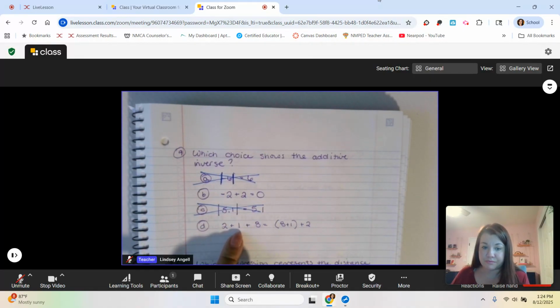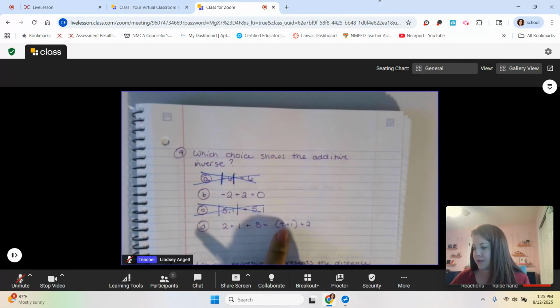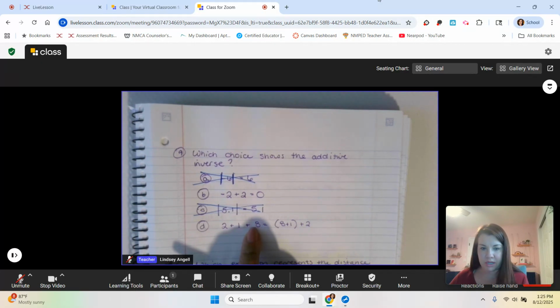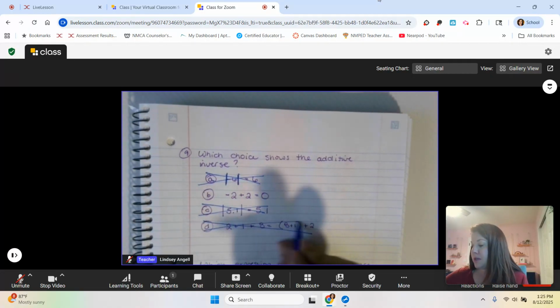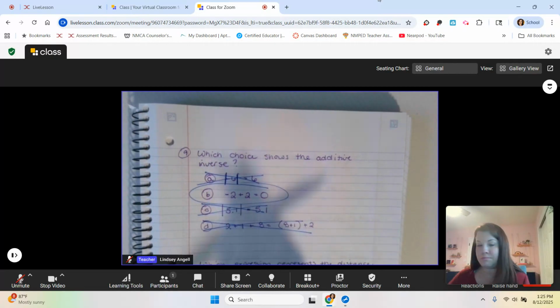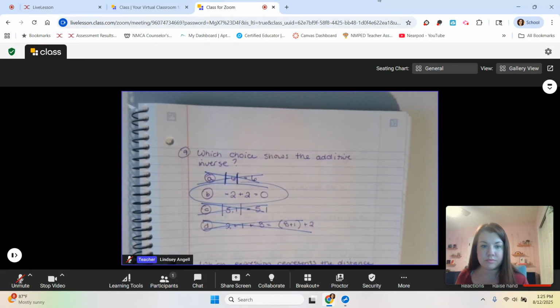For D, this is not showing additive inverse. This is showing 2 different properties. It's showing the commutative property of addition. I know that because the commutative property means you can switch the order that you're adding things in. And notice the 8 is in the front over here, and it's in the back over here, and same with the 2. It's also showing the associative property. That means I can throw in these parentheses and it still doesn't change anything. So those are other properties that are being shown, which in this case, B would be your final answer.